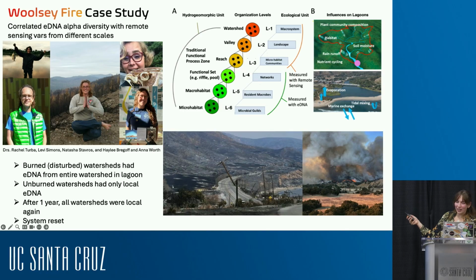One more case study to highlight, this Woolsey Fire case study I like to talk about, because we found in these lagoons after the Woolsey Fire in Malibu that the burn sites had this whole watershed scale that they were correlated with, the alpha diversity. The unburned sites were only local eDNA, but after 1 year we got to watch it reset, where everything was local only again. So you actually just have a simple correlation factor that can tell you about disturbance, which I think is so cool. So I could sample eDNA, correlate it with different scales of remote sensing variables, and tell you how disturbed the site is.